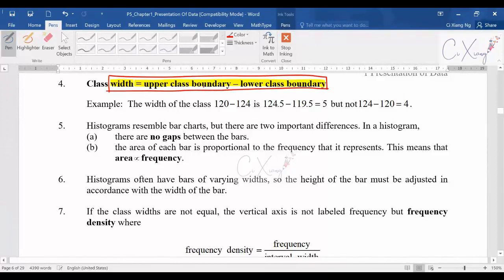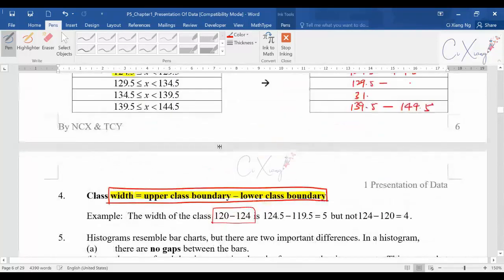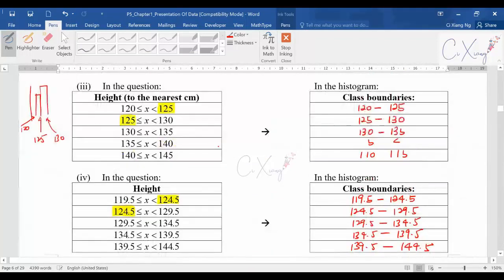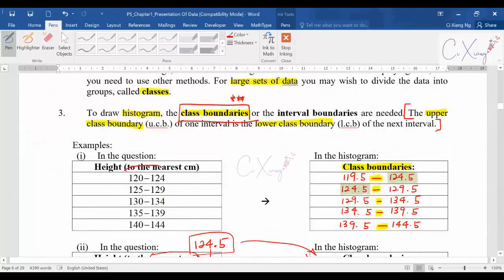So this is very important. Why? Because let's say you are given the width of the class, which is 120 to 124. Maybe we take the example on top. 120 to 124, this is the class, and the next class is 125 to 129. So these are the classes given. So you need to change them to class boundaries, because there are gaps between the values here.